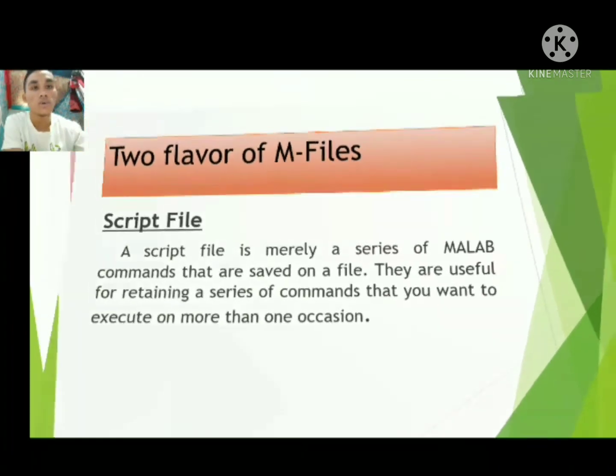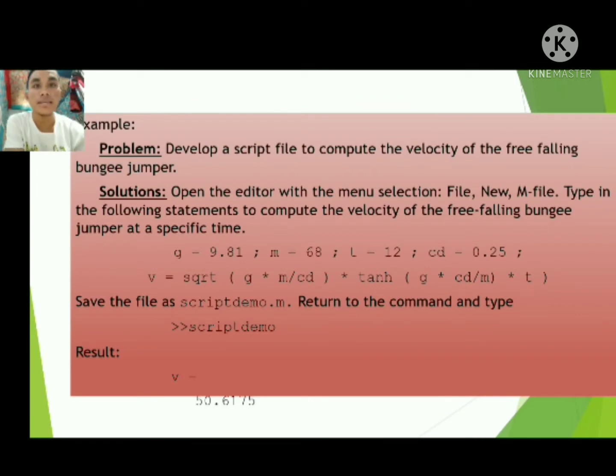Our example is example number 1. Problem: develop a script file to compute the velocity of the free-falling bungee jumper. Our solution is to open the editor with the menu selection File, New, M-file. Type in the following statements to compute the velocity of the free-falling bungee jumper at a specific time. So our constant gravity, g, is 9.81, our mass, m, is 68, and time is 12, and that gives us our velocity.